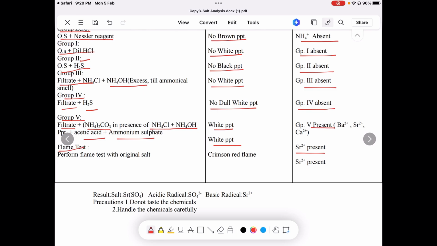Flame test. To perform the flame test with the original salt, if a crimson red flame is obtained, it shows the presence of strontium in a given salt. Then the next step, result, strontium sulfate, a salt, acidic radical, sulfate, basic radical, strontium. Precaution, do not taste the chemicals, handle the chemicals carefully.